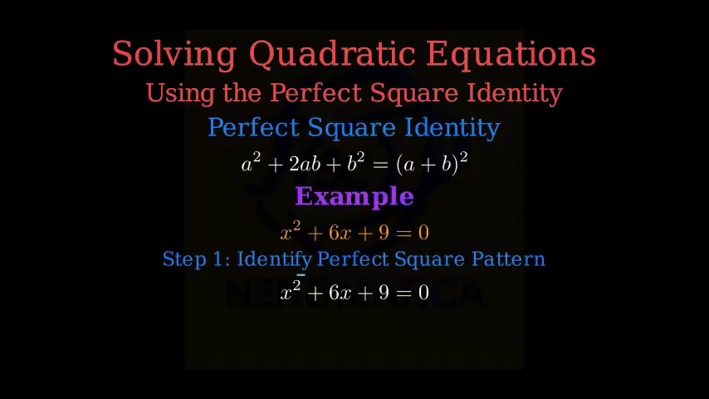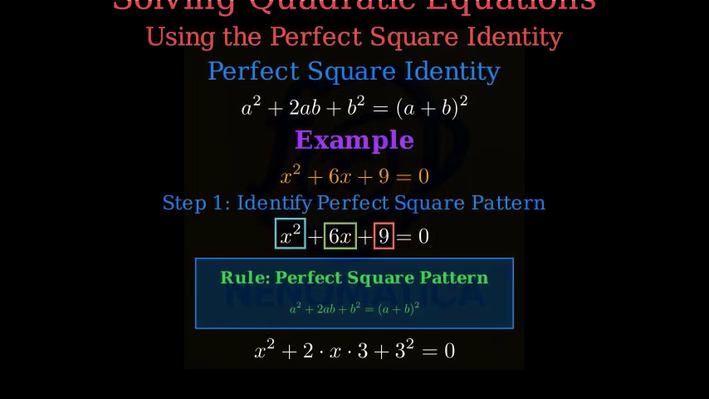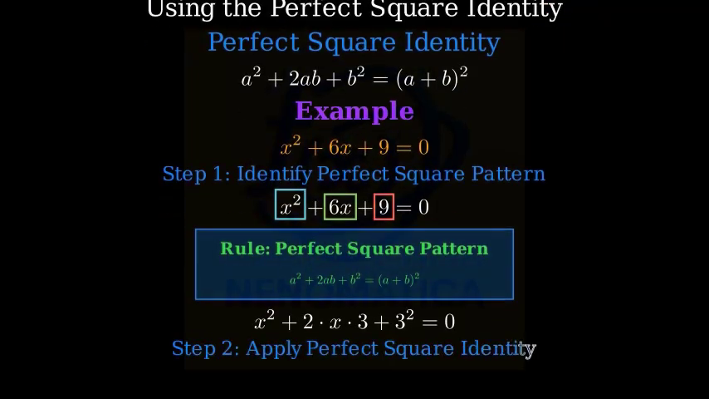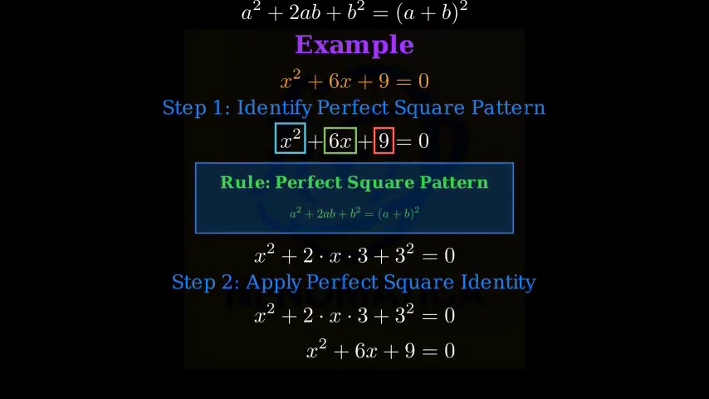Looking at our equation x squared plus 6x plus 9 equals 0, we can see that it matches the pattern a squared plus 2ab plus b squared, where a is x and b is 3. This means we can rewrite our equation as x squared plus 2 times x times 3 plus 3 squared equals 0. Let's simplify this expression. x squared plus 2 times x times 3 equals x squared plus 6x, and 3 squared equals 9. So our equation becomes x squared plus 6x plus 9 equals 0.